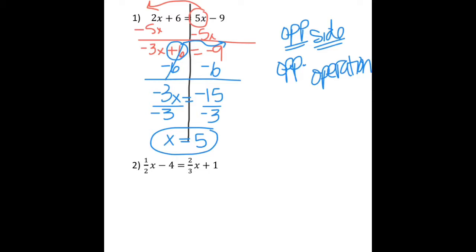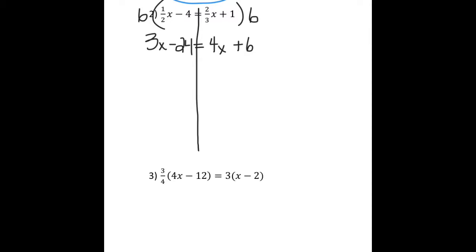All right, let's look at example number 2. For example number 2, I am actually going to eliminate the fractions first. So I'm going to multiply, let's see, what is a number that 2 and 3 both go into? 6. I'm going to multiply every single term by the number 6. 6 times 1/2 is 3, so that leaves me with 3x. 6 times negative 4 is negative 24. 2/3 times 6 is 4x, and 1 times 6 is 6. Now I've eliminated the fractions.